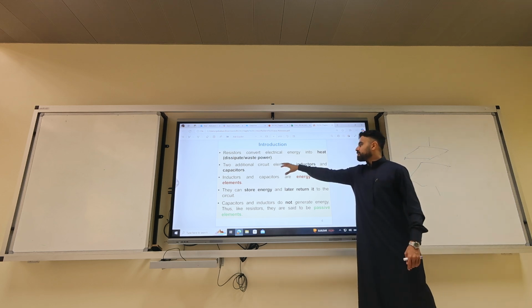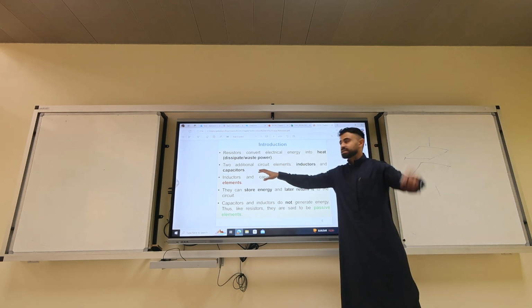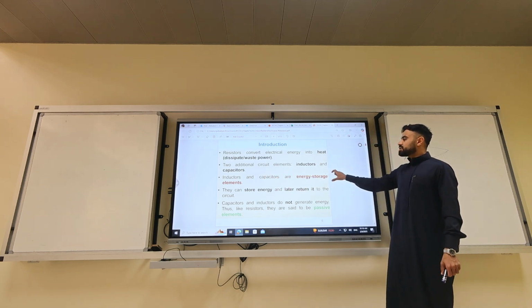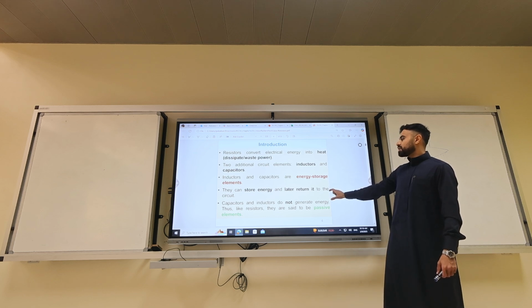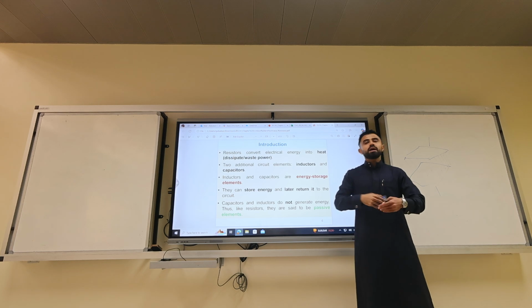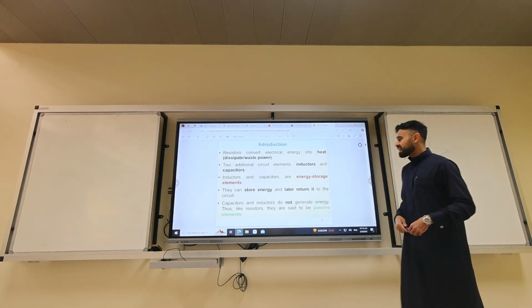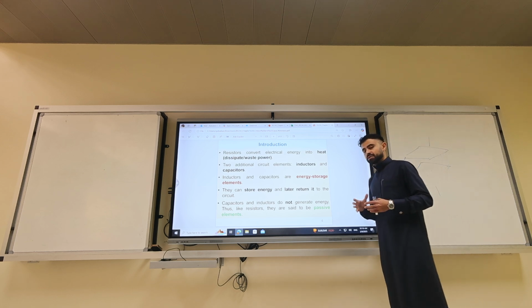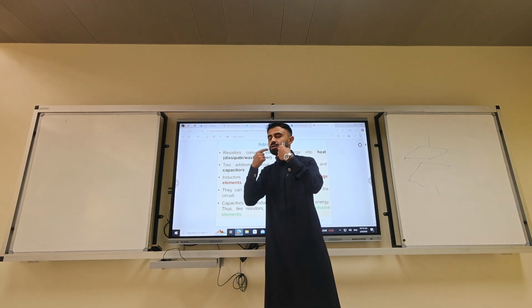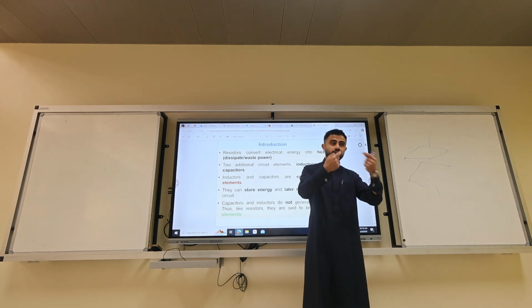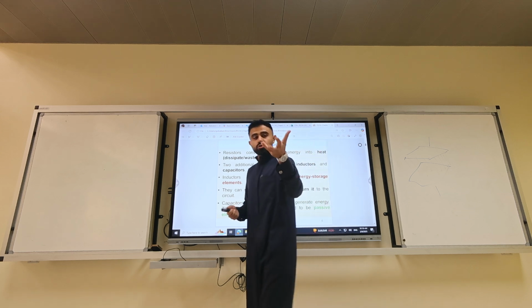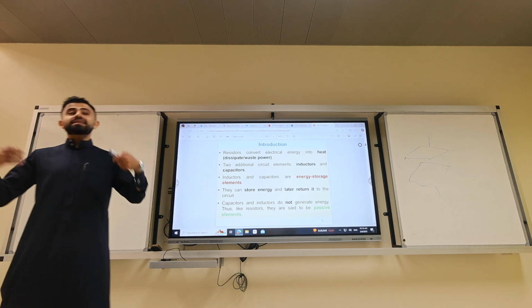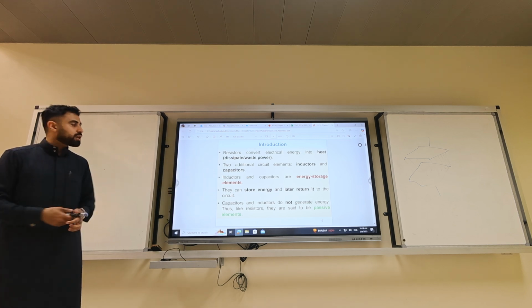Two additional circuit elements, inductors and capacitors, are not in today's exam. Major two. Inductors and capacitors are energy storage elements. They can store energy and later return it to the circuit. So they have the ability to store and then discharge, etc. Capacitors and inductors do not generate energy. Thus, like resistors, they are said to be passive elements. If you bring a capacitor by itself and put it on your tongue, it will not burn your tongue. If you put a battery, it will burn your tongue. So an actual capacitor or inductor does not have electricity in it. It will not have electricity unless you connect it with a battery.